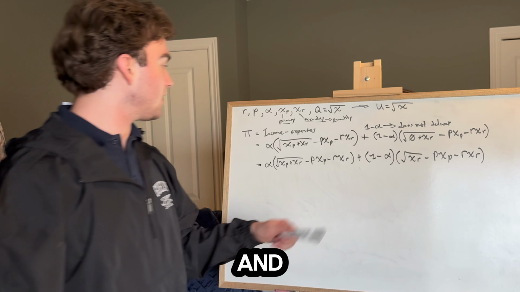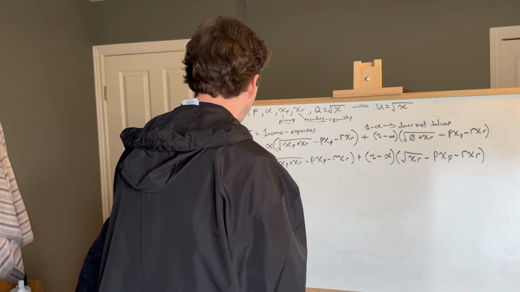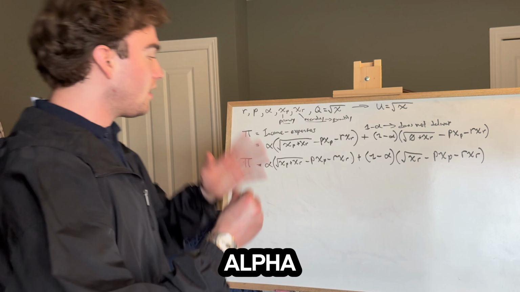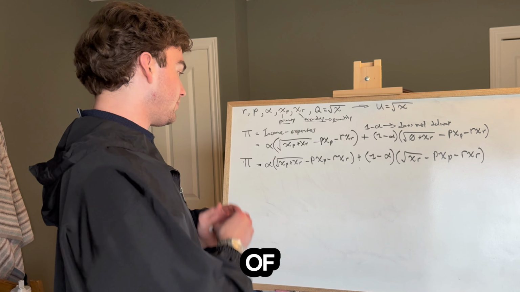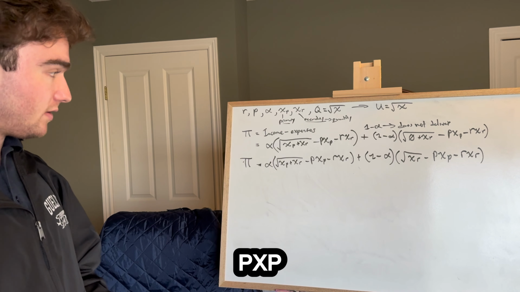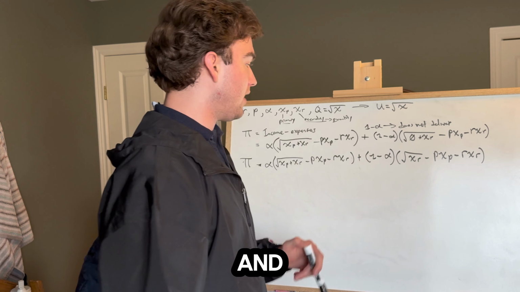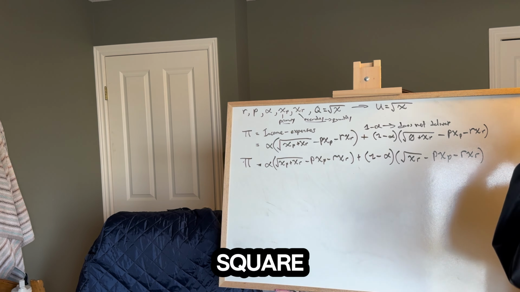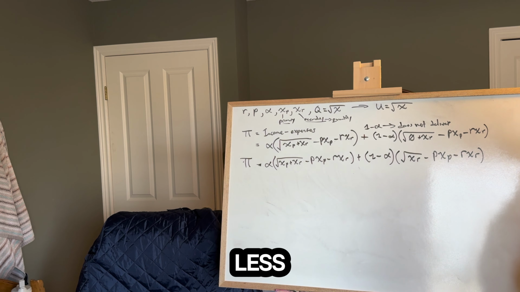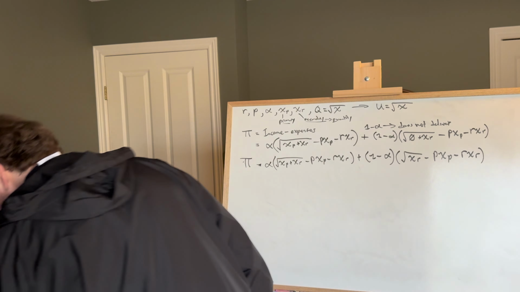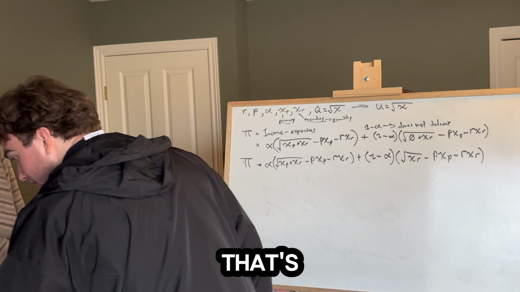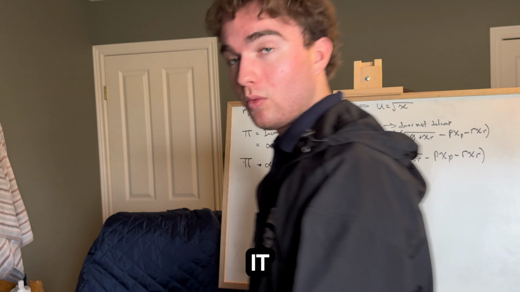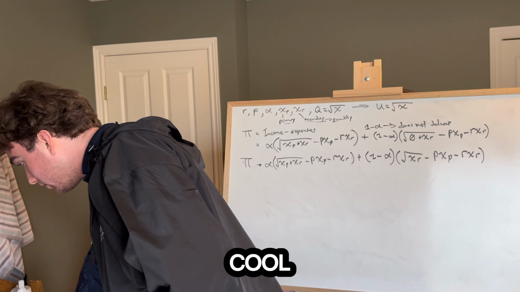Obviously, because this is a 0, I can just take out the 0, so you're left with this, and this is your profit function. Your profit is equal to alpha, bracket, square root of XP plus XR less PXP less RXR, bracket, plus bracket 1 less alpha, bracket, the square root of XR less PXP less RXR. And again, I just want to make sure that's right. Yeah, that is correct. You can take it one step further though, which is really cool.